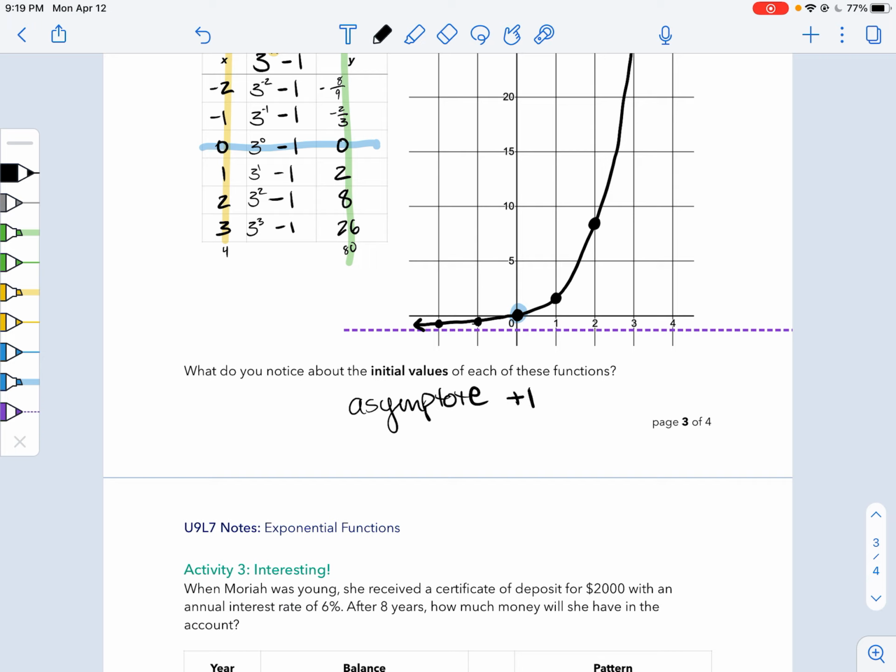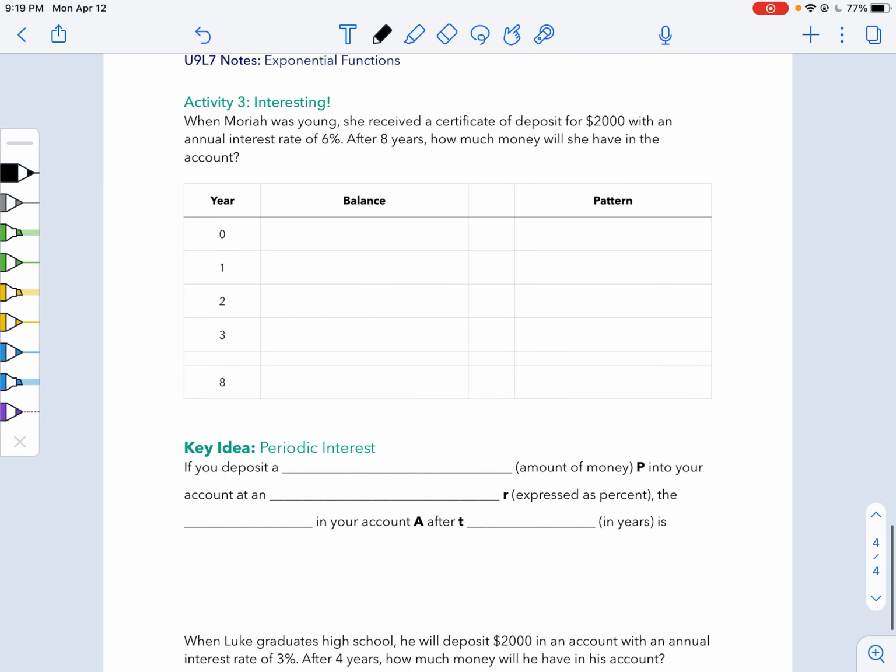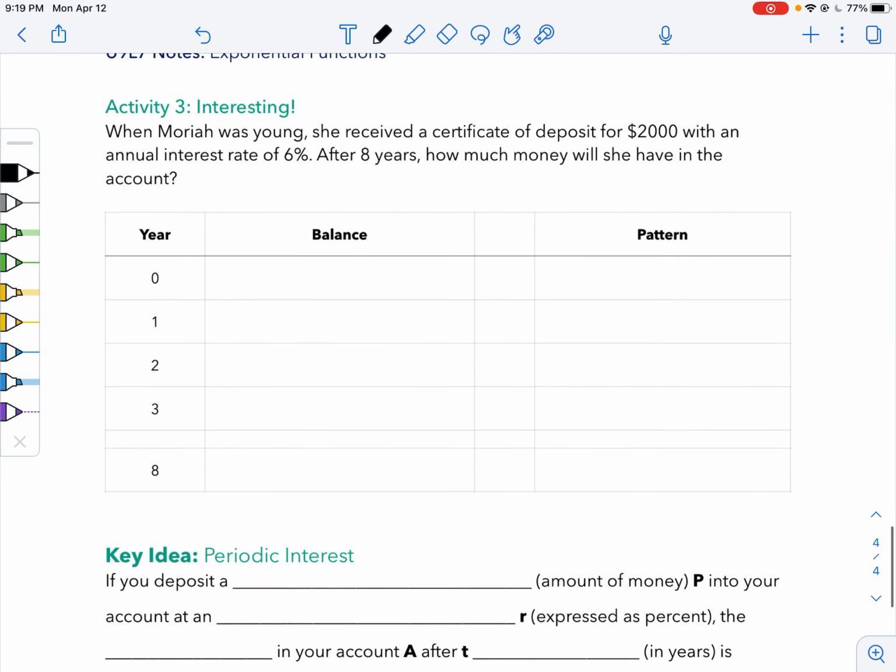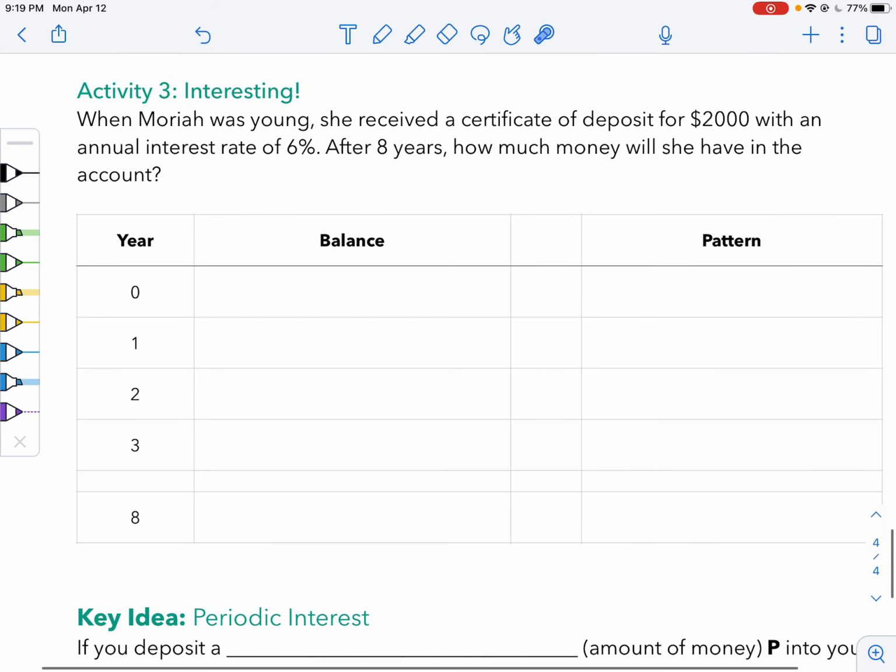Cute, right? Cool. But how are we going to use this in real life? Well, I've been using exponential functions lately. We're talking about loans and taking out house loans and stuff. So let's say that an adult in Mariah's life loved her and literally invested in her. When she was young, she had a certificate of deposit for a bank account. Someone put $2,000 into a bank account that had an annual interest rate of 6%.